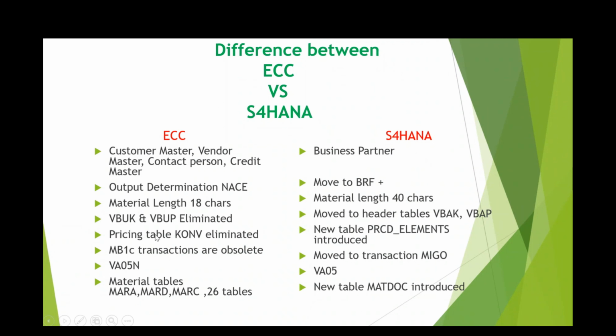In ECC, to check the header status and item status, we used the tables VBUK and VBUP. In S4HANA, VBUK and VBUP are eliminated. They moved to the header tables VBAK and VBAP, so you can find the header and item status in those tables. In ECC, we use the pricing table KONV, whereas in S4HANA, the table is eliminated and they came up with a new table called PRCD_ELEMENTS.